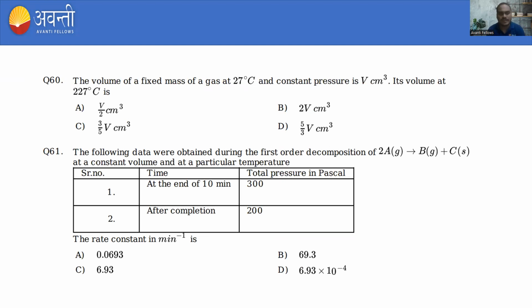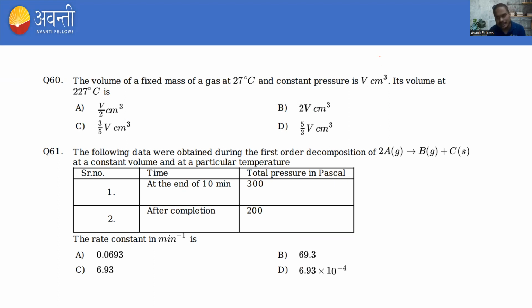The volume of a fixed mass of gas at 27 degrees Celsius and constant pressure is V cm³. Its volume at 227 degrees Celsius is? So in this question, the pressure is constant, we have to calculate the volume, and two temperatures are also given. This question is very simple, and this is from the states of matter, the gaseous laws, right?